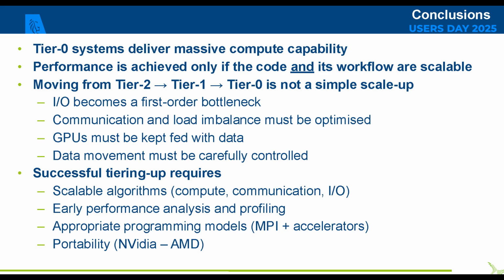So moving from tier 2 to tier 1 to tier 0 is not simply increasing the number of cores. You will probably encounter some bottlenecks, known or sometimes even unknown. I/O is one of them. Communication and load imbalance can also become an issue. You need to make sure that if you're working with GPUs, you keep feeding the GPU, because it needs to crunch data as much as possible. And you also need to pay attention to data movement. I have no time to go through that, but it's also important.